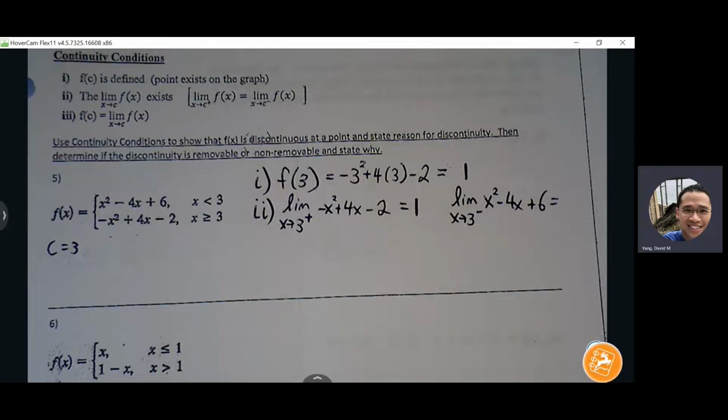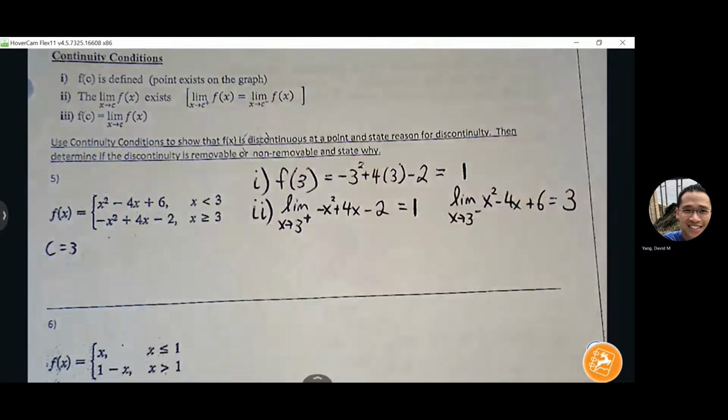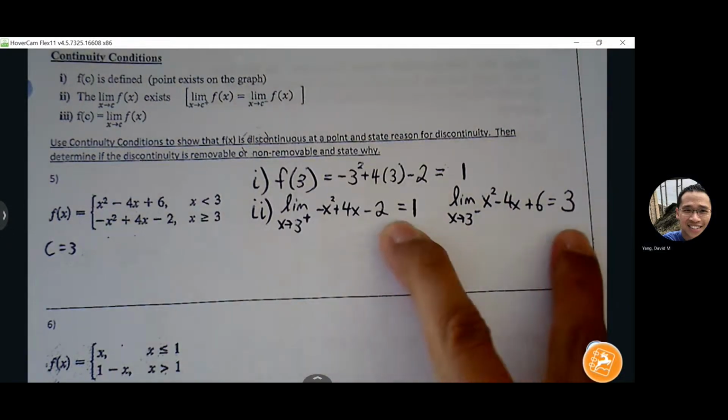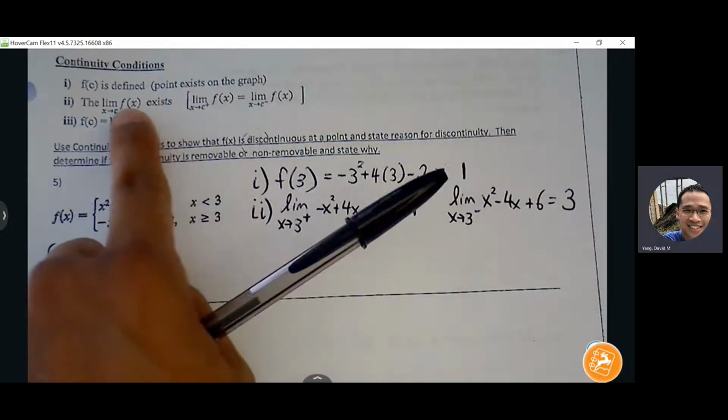Second one-sided limit, approaching 3 from the left side of 3. 9 minus 12 plus 6. What does that equal? 3. Okay, what can we conclude? Therefore, the limit does not exist.